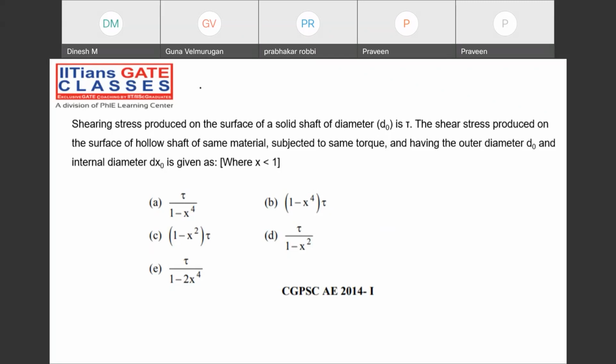First of all, calculate the shear stress on the solid shaft. You know that for the solid shaft it will be 16T divided by pi ds cube. Yes or no, guys? Suppose I'm writing tau s. What is the shear stress on the hollow shaft? It will be T into d naught by 2, divided by pi by 32 into d naught power 4 minus di to the power 4.